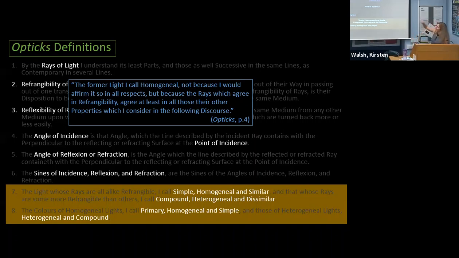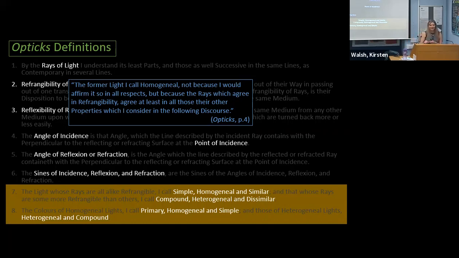And here's his commentary on that. He says, the former light I call homogeneal, not because I would affirm it so in all respects, but because the rays which agree in refrangibility agree at least in all those their other properties which I consider in the following discourse. So he's being very careful to not attribute more properties to light than he has evidence of.